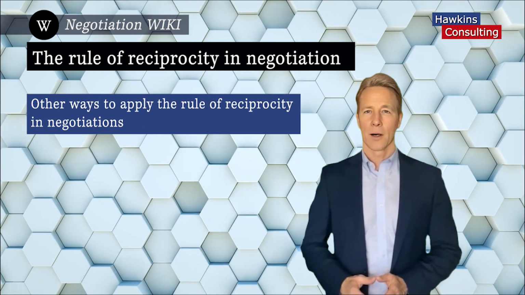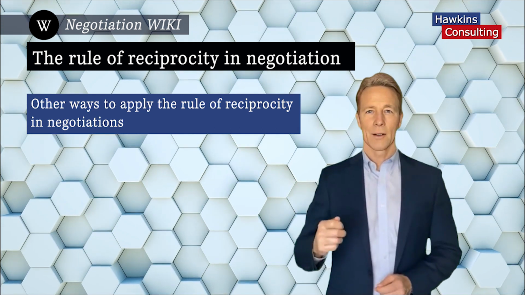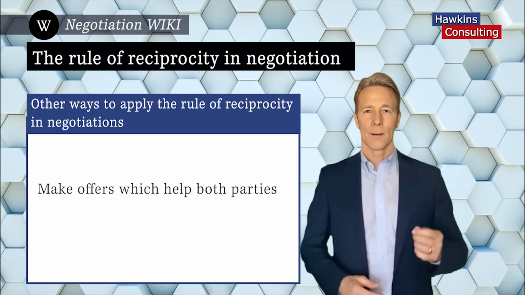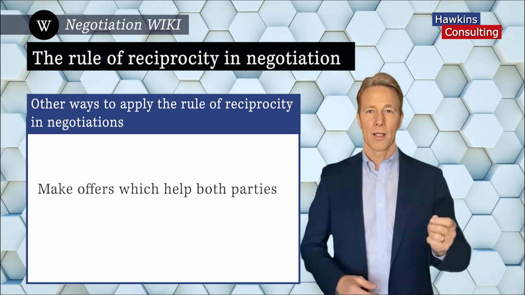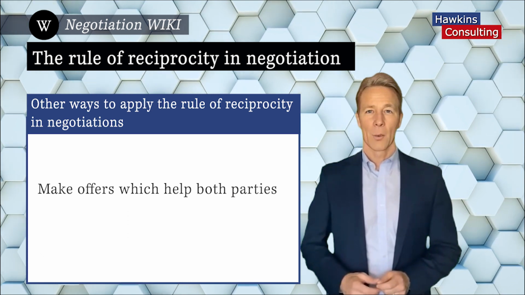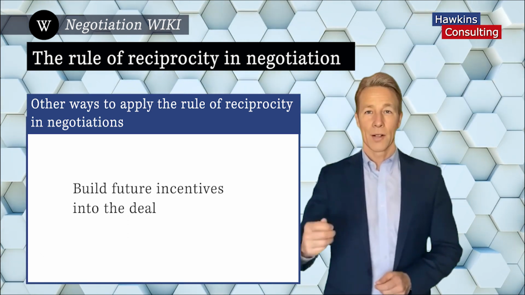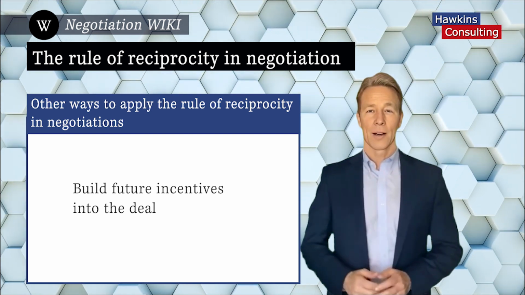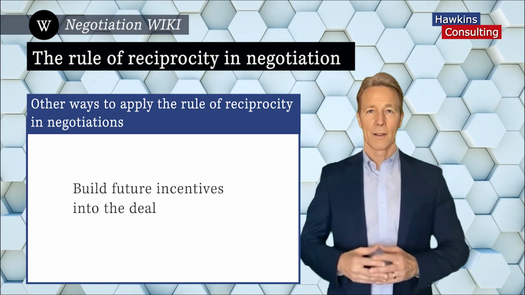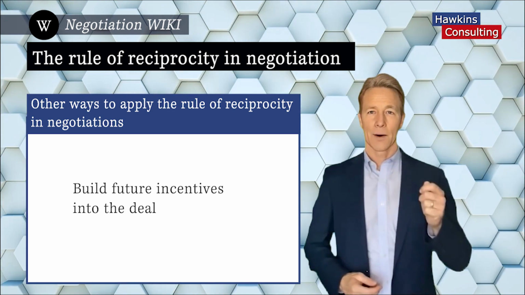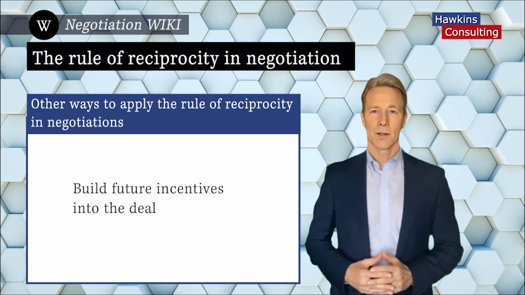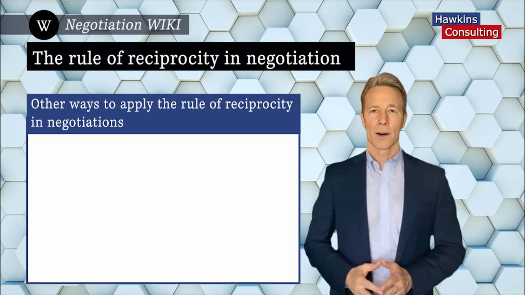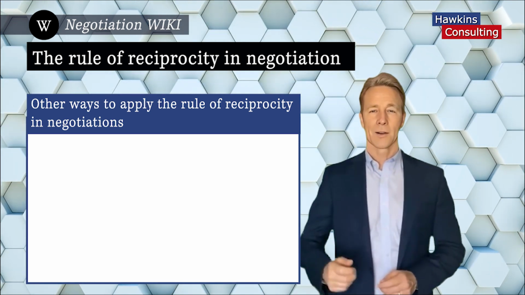There are other ways to apply the rule of reciprocity in negotiations. Here are some examples. One way is to make offers that are beneficial to both parties. By trying to create a mutual benefit, you increase the likelihood that the other party will be willing to make concessions. Another example is to offer future incentives. Doing so can improve the relationship with the other party and motivate him to make concessions in return. For instance, once a particular order threshold has been reached, you can build incentives into the contract, such as a retrospective rebate. A rather unexpected way to apply the rule of reciprocity in negotiations is to concede first.